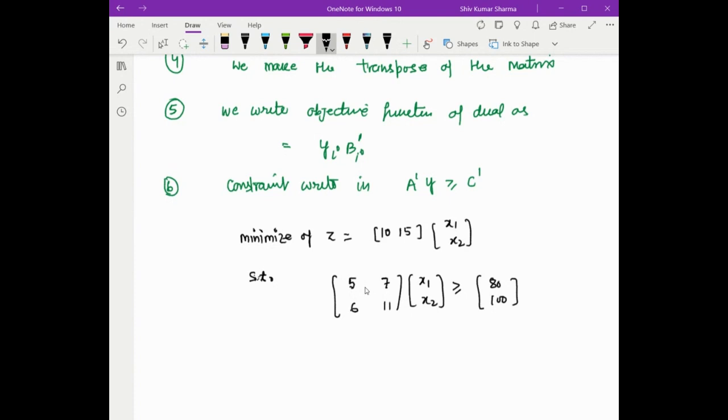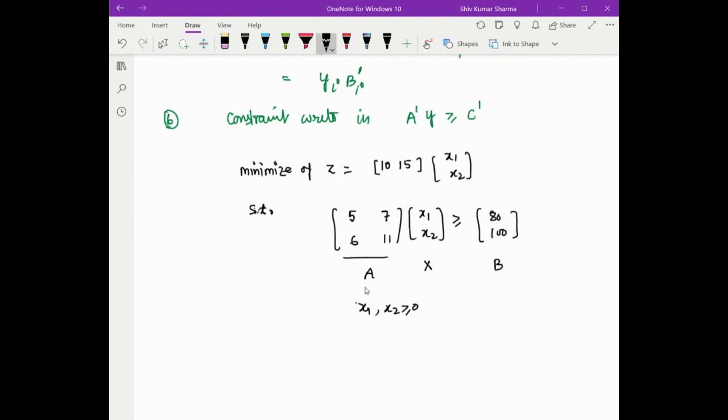So this matrix we denote as A, this is denoted as X, and this is denoted as B. So AX equal to B, that means greater than equal to B or less than equal to B. And all the decision variables x1, x2 greater than equal to 0.